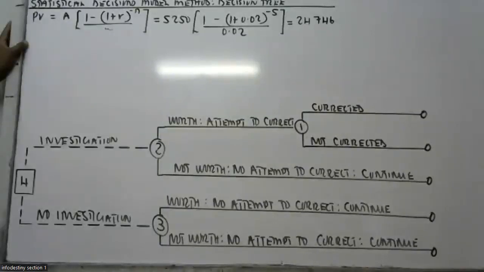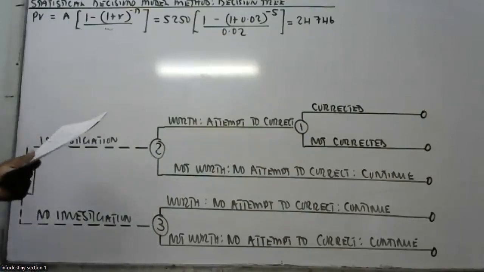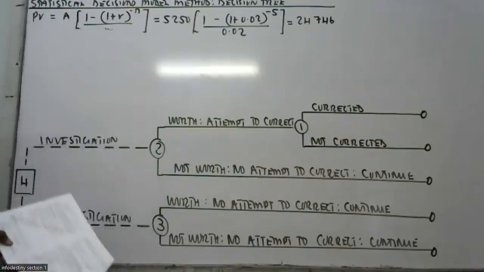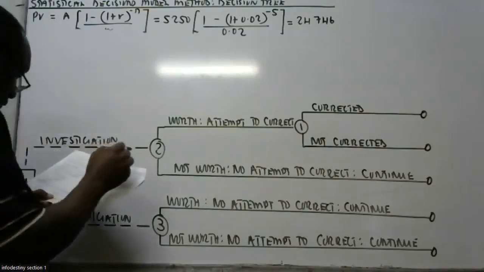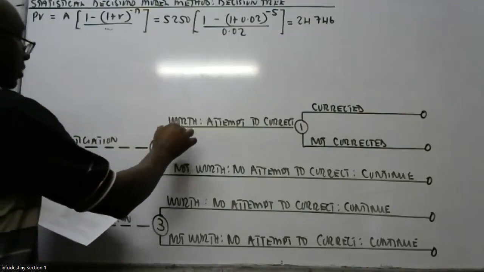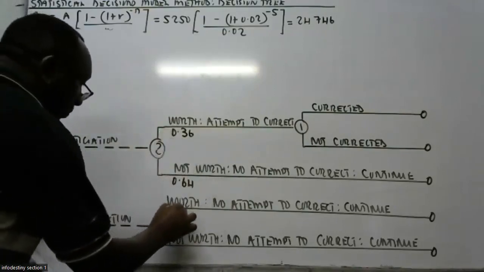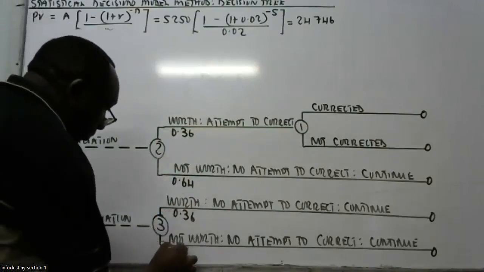Done. Finished. Good. All right. Let's now record the costs. So reading the question again, we are told those which are not worth, they are 64%. And those which are worth, they are 36%. So here write 0.36, here 0.64, here 0.36, and 0.64.